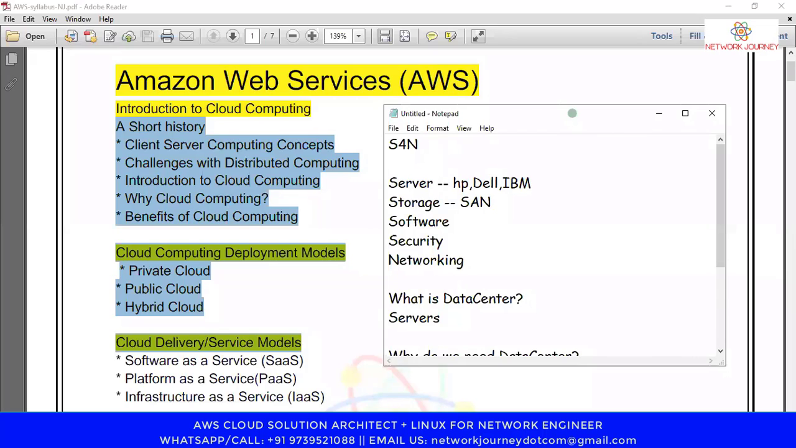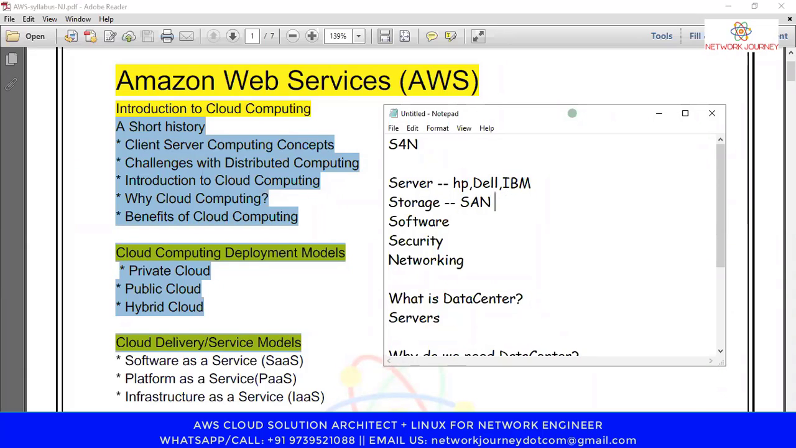Say, a simple example: in your laptop or desktop, if you are not sufficient with the inbuilt hard disk, what will you do? You'll go for an external hard disk. But in the server, we can't connect an external hard disk and all. For a server, we can have a dedicated storage system. That storage system is SAN, storage area network, we can say.